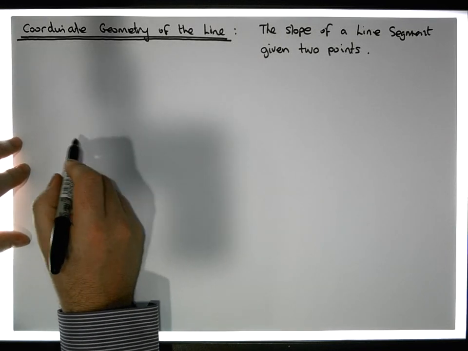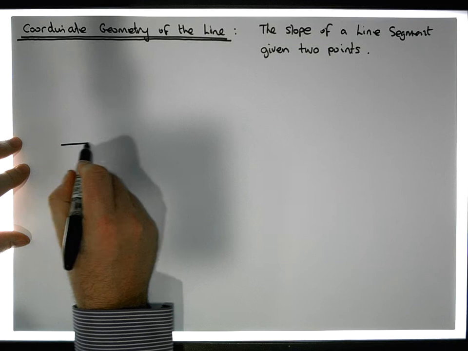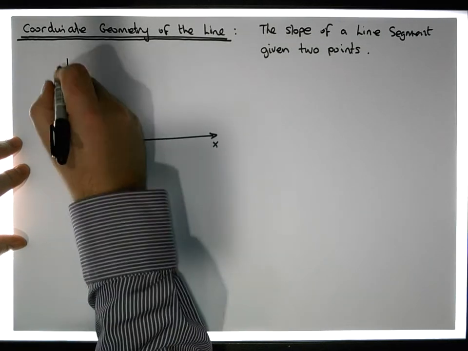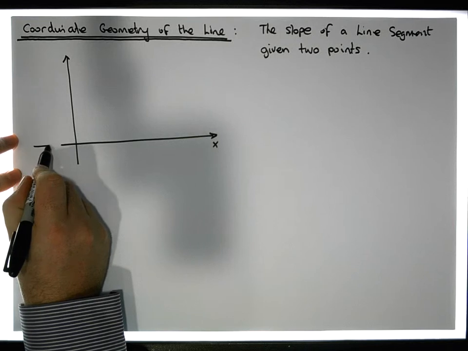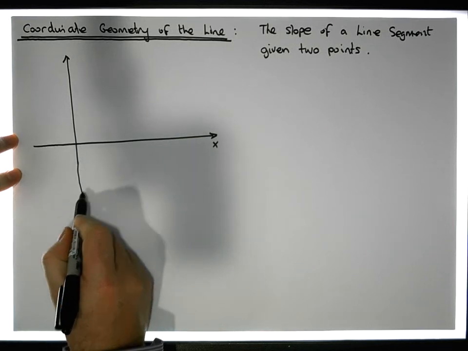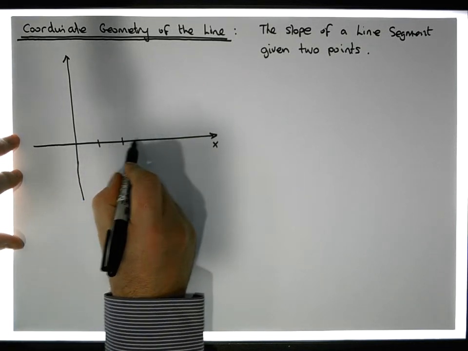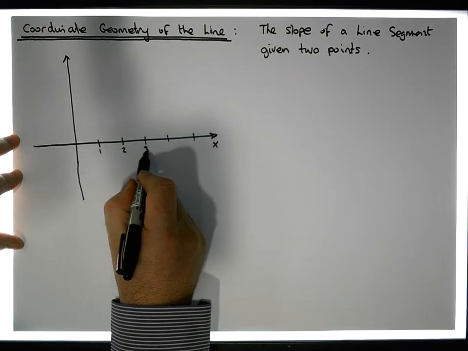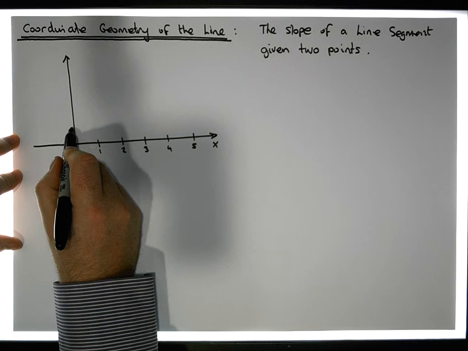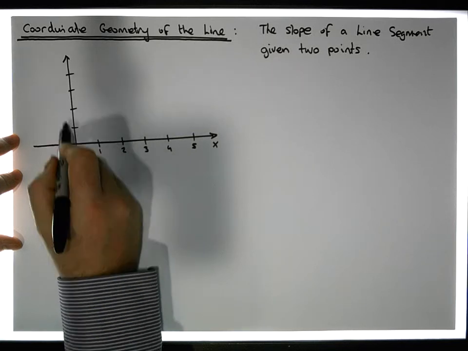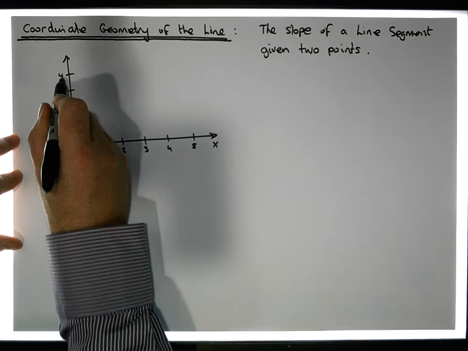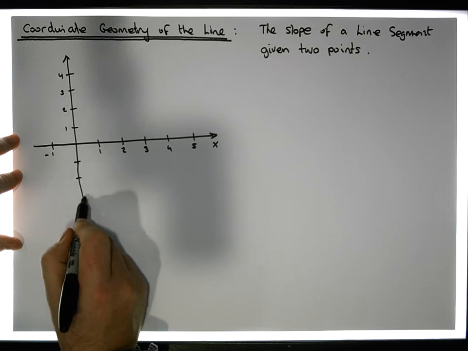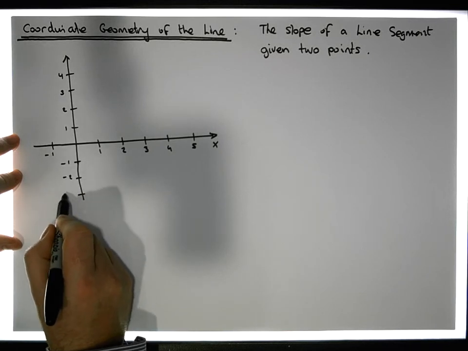Let me actually generate a coordinate system. So let's say we have an x-axis here, and a vertical axis, the y-axis here. We could continue out a little bit further in the negative direction. Let's give this some coordinates: 1, 2, 3, 4, 5 along the axes, and minus 1, minus 2, minus 3 in the negative direction.